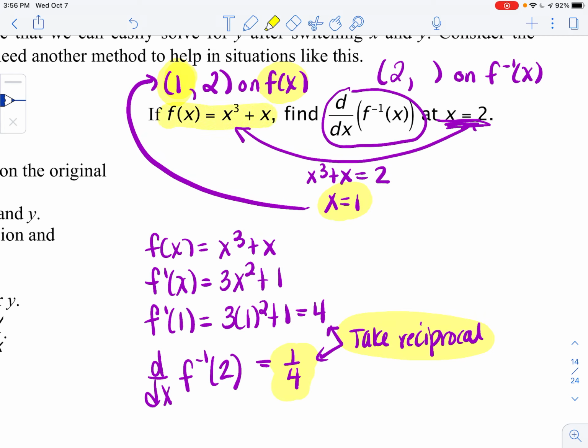Take the expression they give you, set it equal to the x value they give you, because that's actually a y value on the original function. Solve for what the true x value is, so you can make your ordered pair on f of x. Then you take your regular function, find its derivative, evaluate it at the true x value, and take the reciprocal, and that leads you to the derivative of the inverse, which is your final answer.